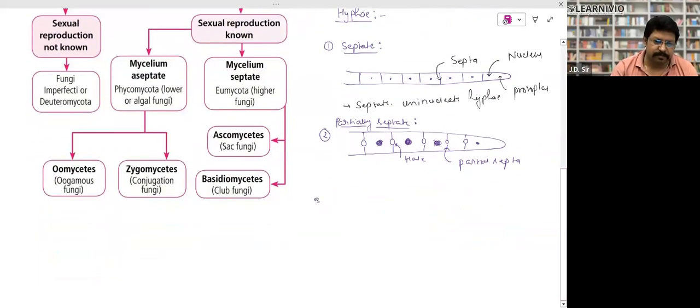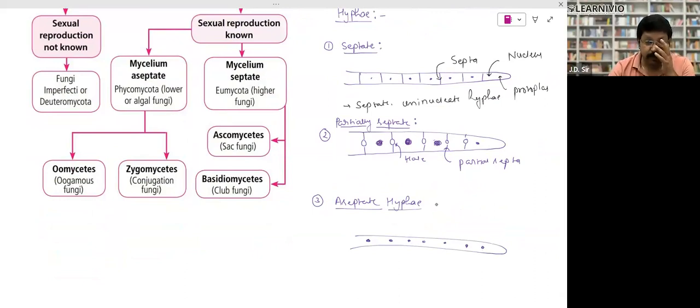Then the third one, aseptate hypha. What is aseptate hypha? In aseptate hypha, there is a single hypha with no cell wall partitions, and there are nuclei which keep floating across the hypha, meaning a multinucleate condition. So we can say aseptate hypha are always coenocytic, meaning they are always multinucleate. So hypha can be of three types: septate, partially septate, and aseptate. Aseptate hypha have a coenocytic condition, meaning multiple nuclei keep floating in the protoplasm.